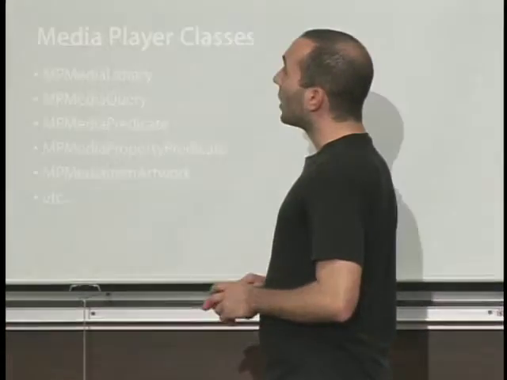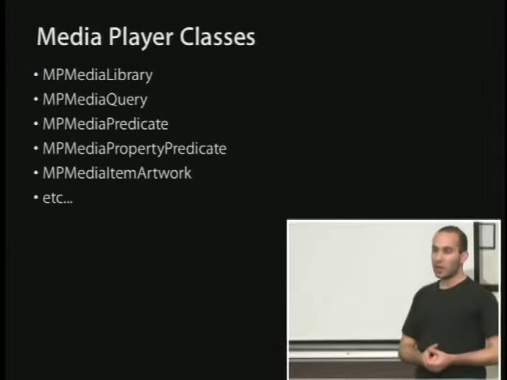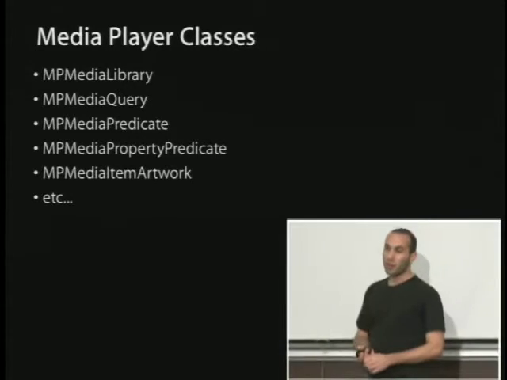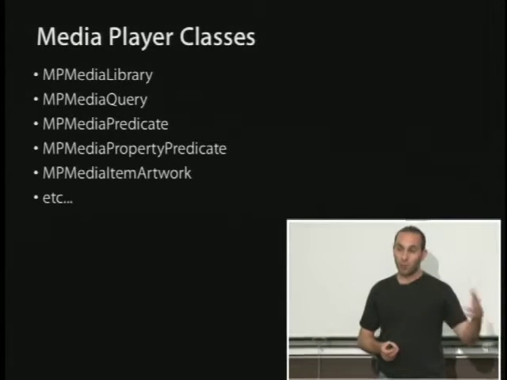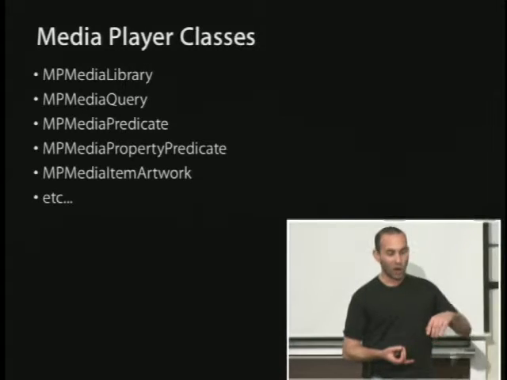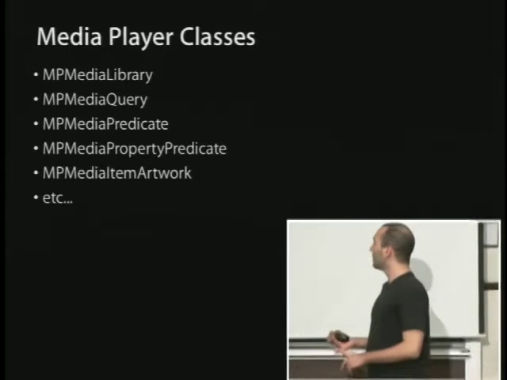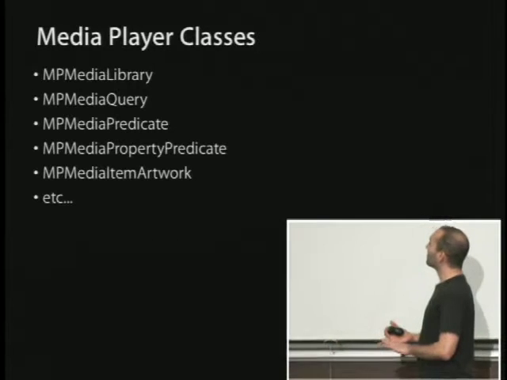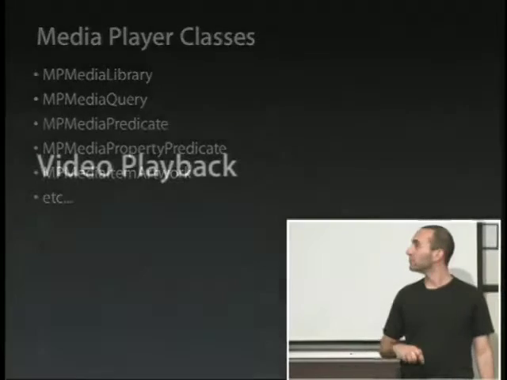All right, so here are different classes that are available in the media player framework. There's the MP media library, which represents your entire library. There's the query, the predicate, and the property predicate, which allows you to build predicates and then query for that. So if you want all Lady Gaga songs that are greater than 3 minutes, you can build that. And then MP media item artwork, you can get the artwork from a media item as well. All right, so that's it for audio.